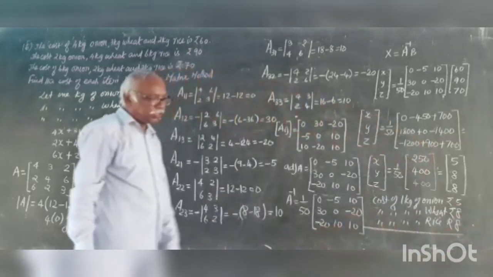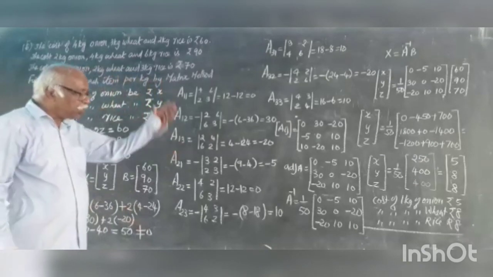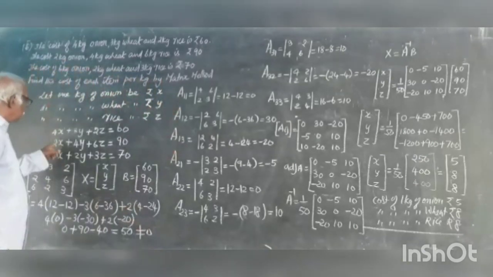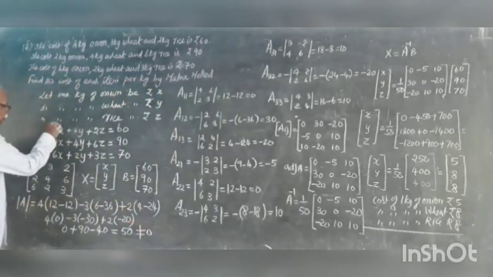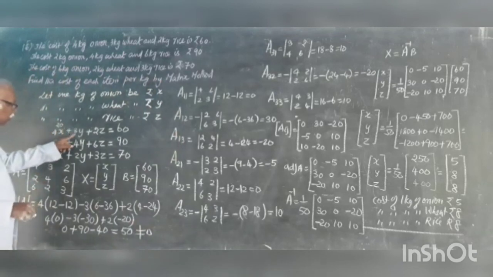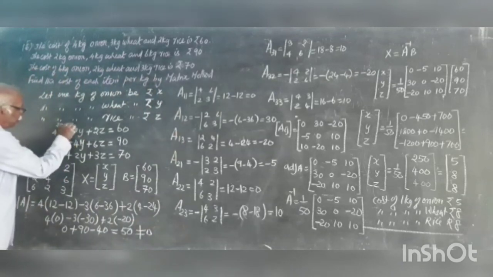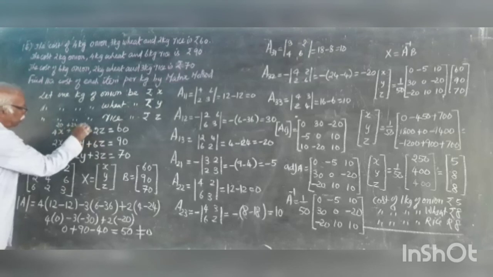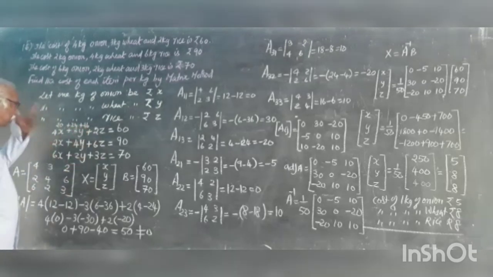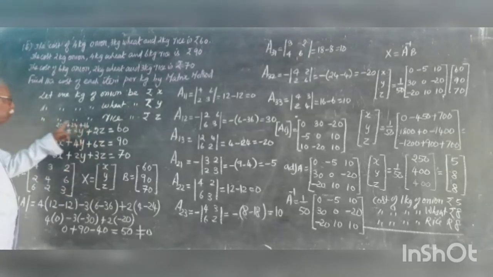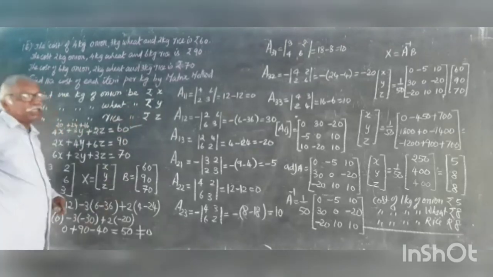How to check our answer? You substitute into any one of the equations. 4 into 5 is 20. 3 into 8 is 24. Plus 2 into 8 is 16. 24 plus 16 is 40. 40 plus 20 is 60. So the answer is correct.